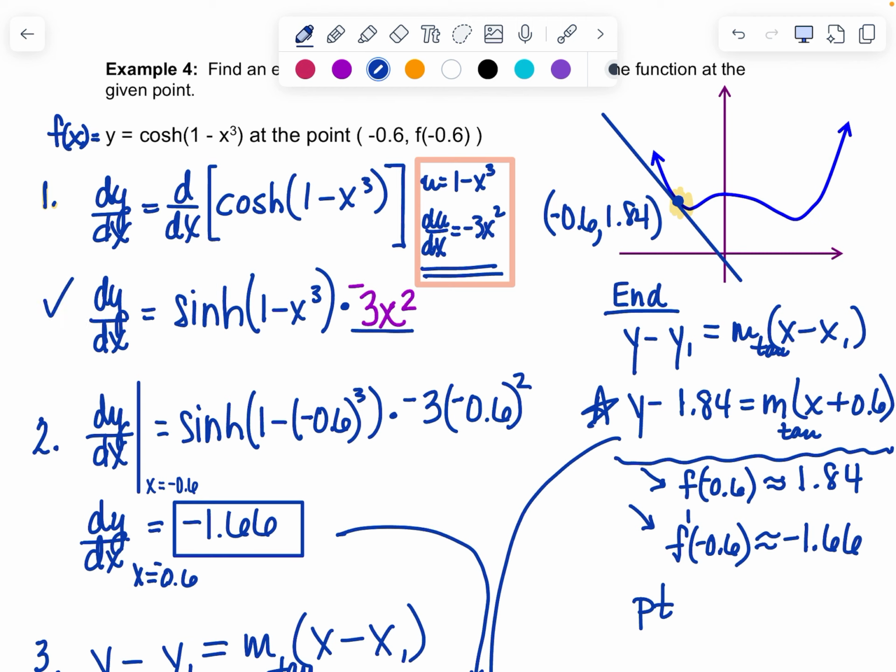Taking the derivative of the cosh is a sinh, but remember, you've got a chain rule here, so u is equal to 1 minus x cubed, and then du dx is going to be negative 3x squared. So you multiply, the derivative of the outer times the derivative of the inner, and then you plug in negative 0.6. When you plug in negative 0.6, you get dy dx equal to negative 1.66 for your answer.